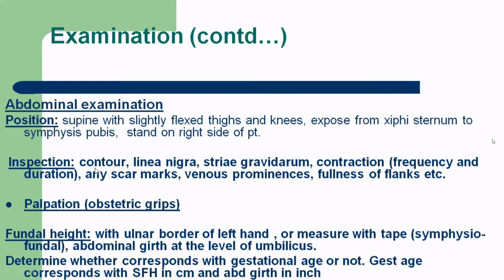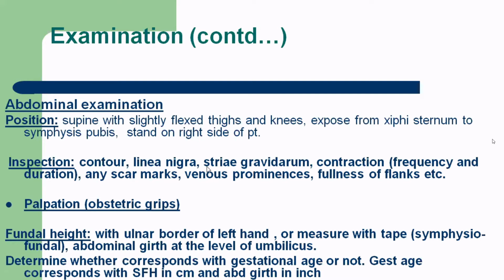And on inspection, you have to note the contour of the abdomen, linea nigra, striae gravidarum. You should note contraction, frequency, and duration. Any scar marks. It can be due to previous cesarean section, or it can be due to any other operation or accidents.